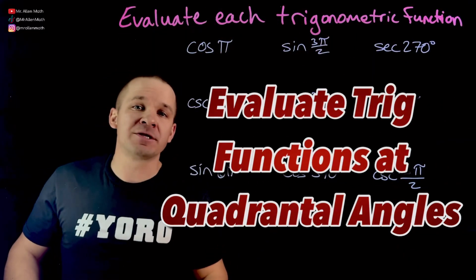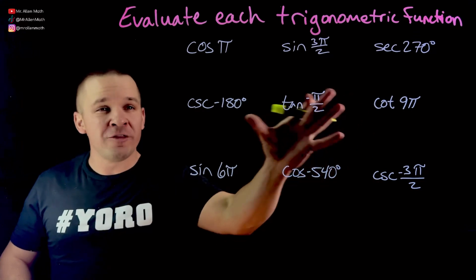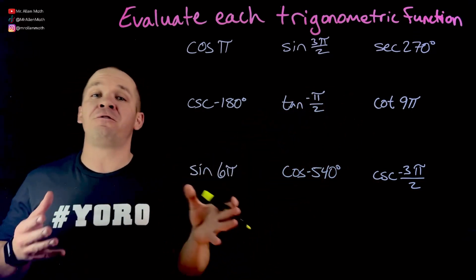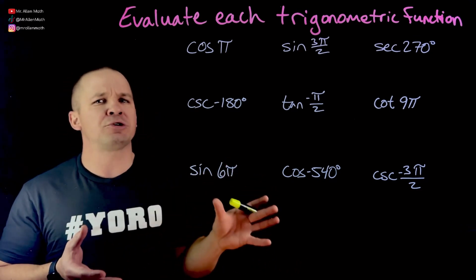What's poppin', dogs? Mr. Allen here with some evaluating of trig functions, but in this video, all 9 of our examples are going to be quadrantal angles, meaning they're not going to fall in one of my quadrants. I can't use special right triangles and that type of stuff. They're kind of special cases in a way.